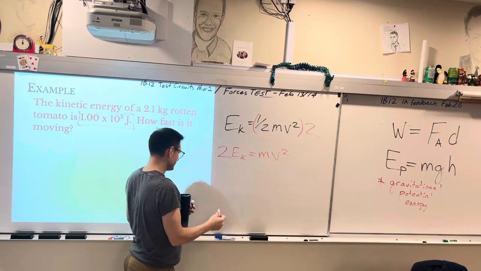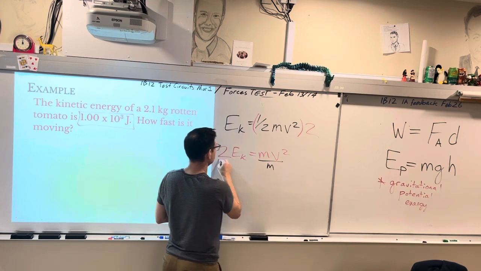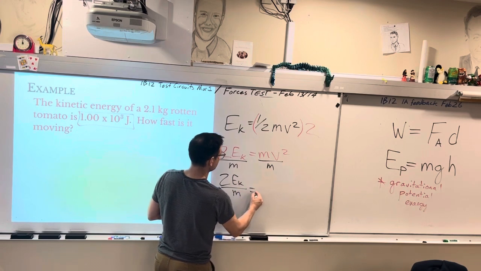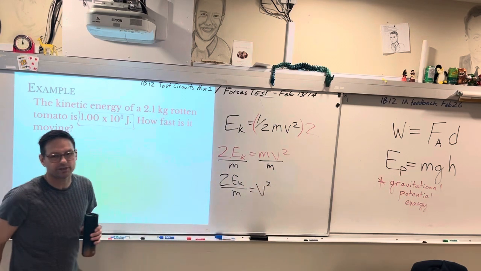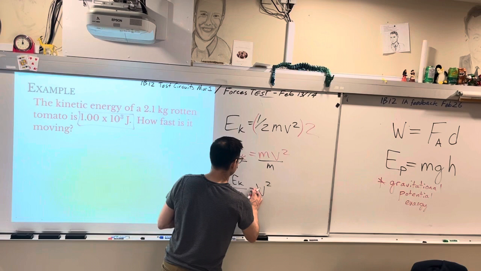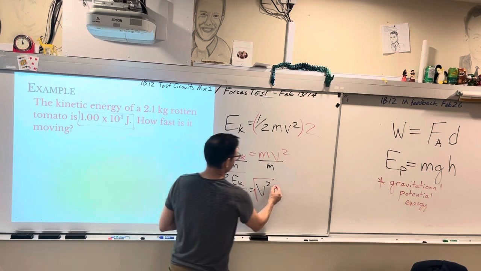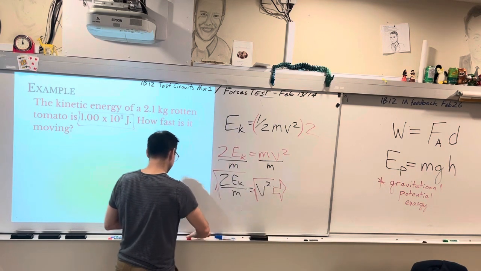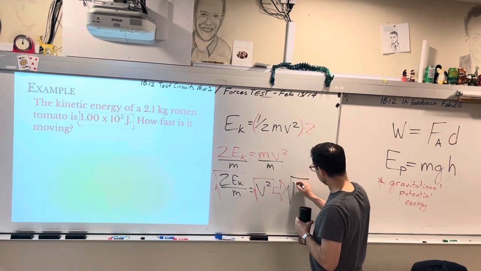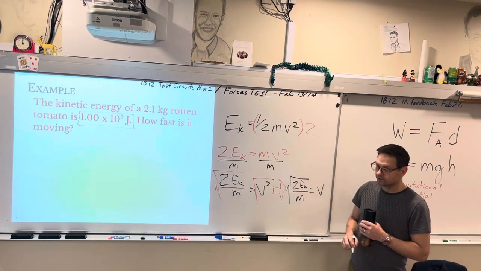And we want to get down to the v. Divide by m. Good, Marika. And then we have 2Ek over m is equal to v squared. And we have one more thing to get rid of. We've got to get rid of the square. How am I going to get rid of the square? Square root. Good. So if I square root both sides, you're going to have the square root of 2 times the kinetic energy over the mass, which should give you your velocity.